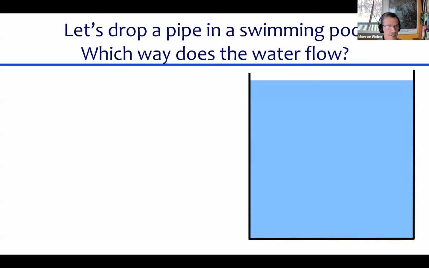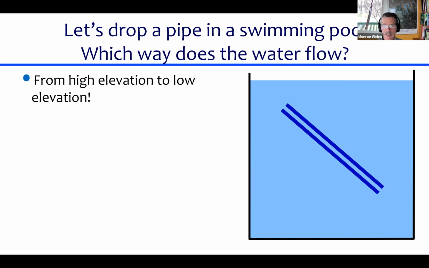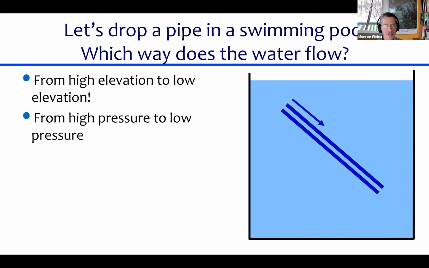So let's take a swimming pool and let's drop a pipe into the swimming pool. All right. Now take your favorite explanation for which way water flows in a pipe. If you believe that water flows from high elevation to low elevation, then it's going to flow in that direction. And if you believe that water flows from high pressure to low pressure, pressure goes down as you go down in the pool. So if we go from high pressure to low pressure, that means it's going to flow up.